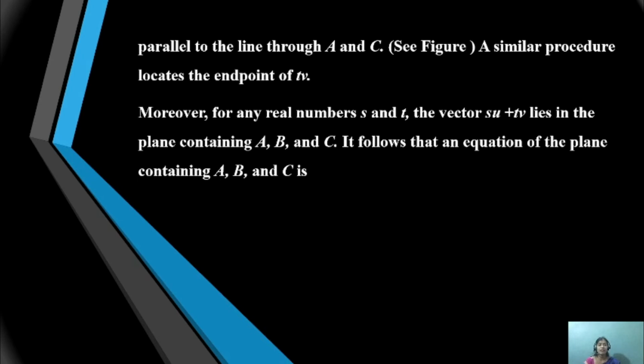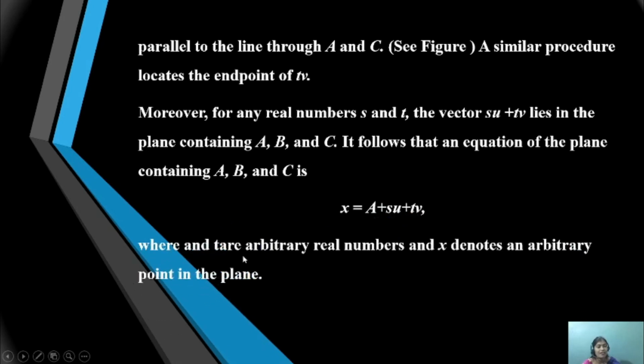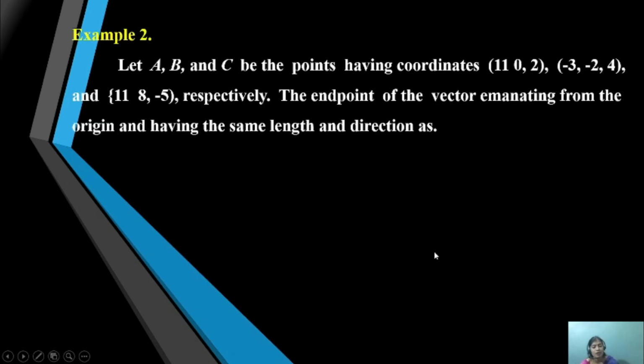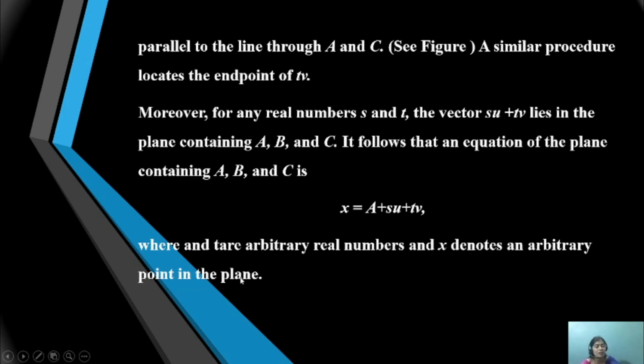It follows that the equation of the plane containing A, B and C is x equals capital A plus S U plus T V, where S and T are arbitrary real numbers and x denotes an arbitrary point in the plane. The origin will be generated in this form, and this is the first example.